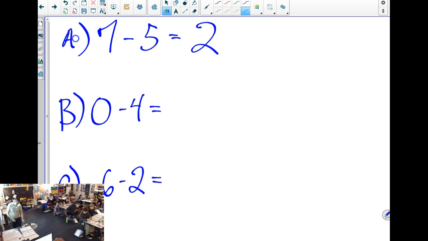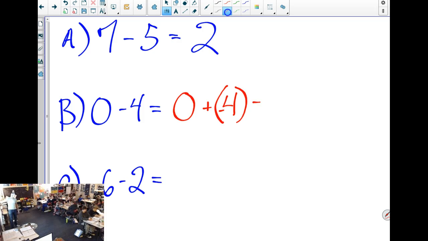B. Should just lay a bunch of these out. Riley, how do we explain B? Well, it's like the 0 and the -5. It's in depth, so you have to rewrite it as 0 minus plus in parentheses negative. And then what do we end up with?